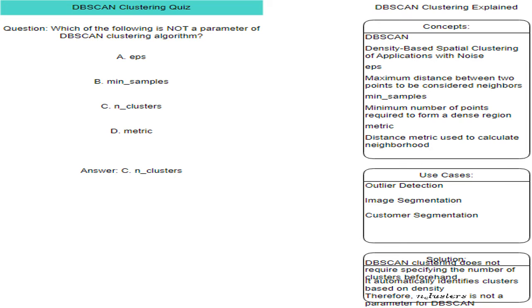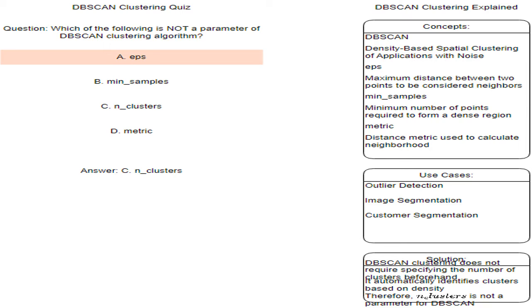DBSCAN stands for density-based spatial clustering of applications with noise. It's a powerful clustering algorithm that groups data points based on their density. It's particularly effective at identifying clusters of varying shapes and sizes, as well as outliers.